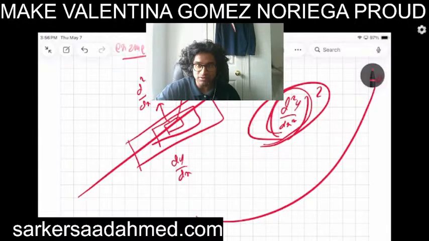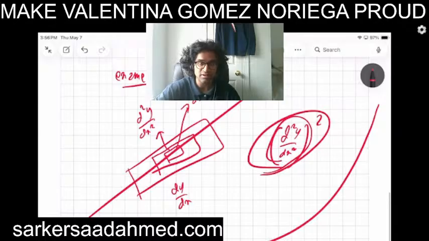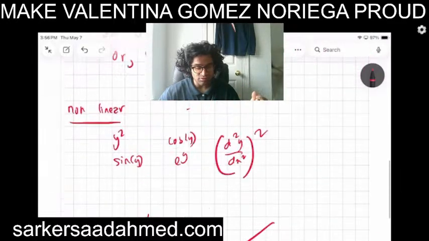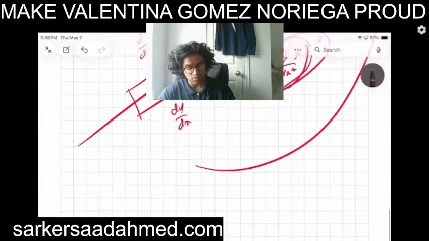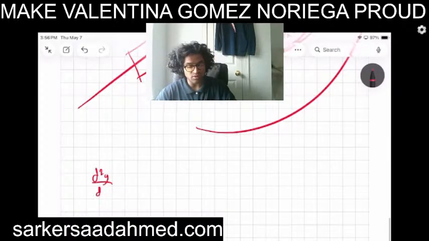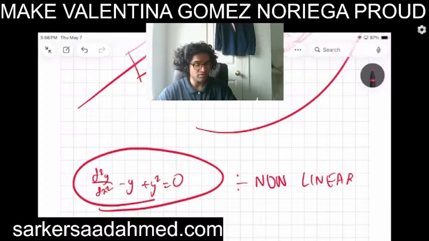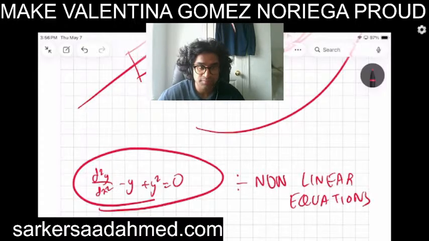I don't know if this is good. Yeah, now you can see better. So you won't see the same graph. In fact, you're going to see a different graph, right? So this is nonlinear. This equation, d square y by dx square minus y plus y square is equal to 0, this entire equation is what you call a non-linear equation.